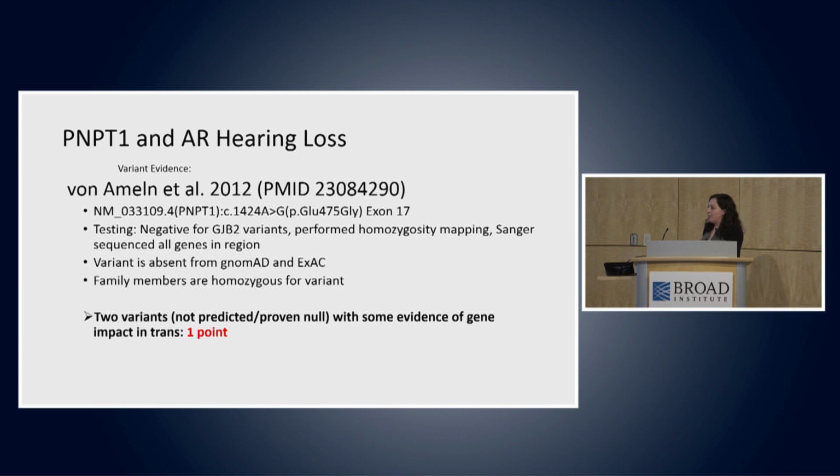The family members that were identified are homozygous for this variant. So the category that you would score it in is two variants, not predicted, proven null, with some evidence of gene impact in trans. Multiple family members were tested, and the phase was identified, so you can say that they were in trans. So in this case, this would be 1 point. This is the standard score. As I said, we suggest to use the standard score until you get more comfortable with the framework, and then you can modify a little bit.